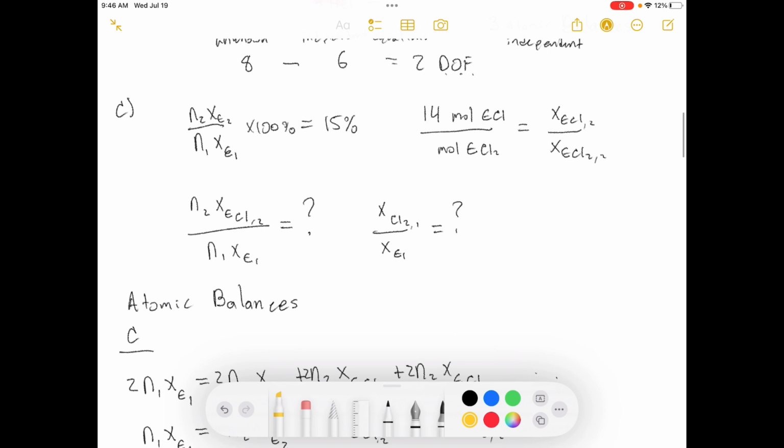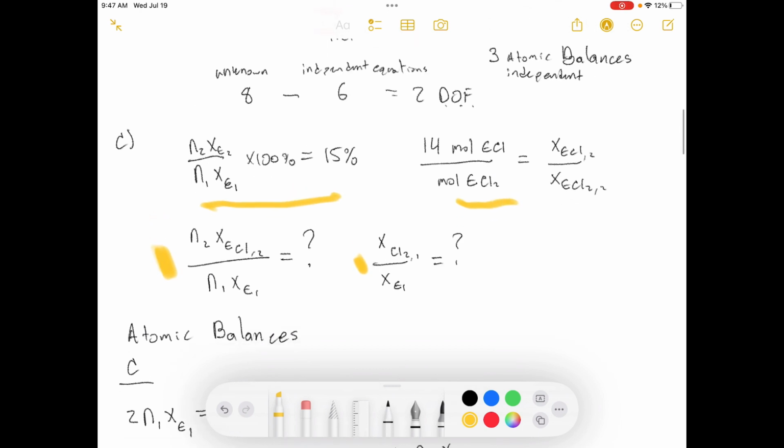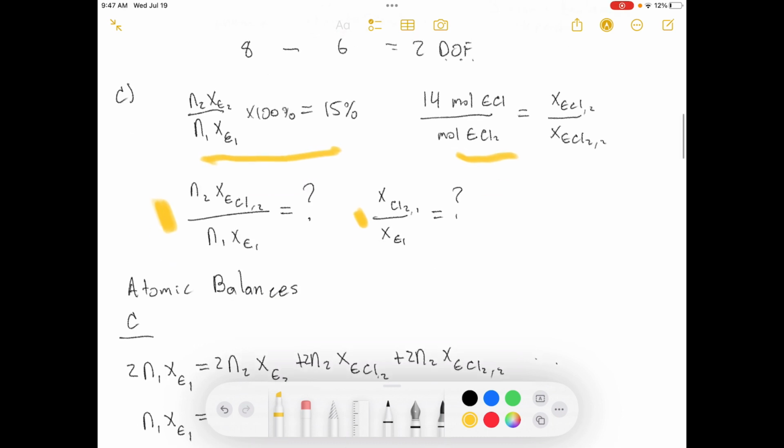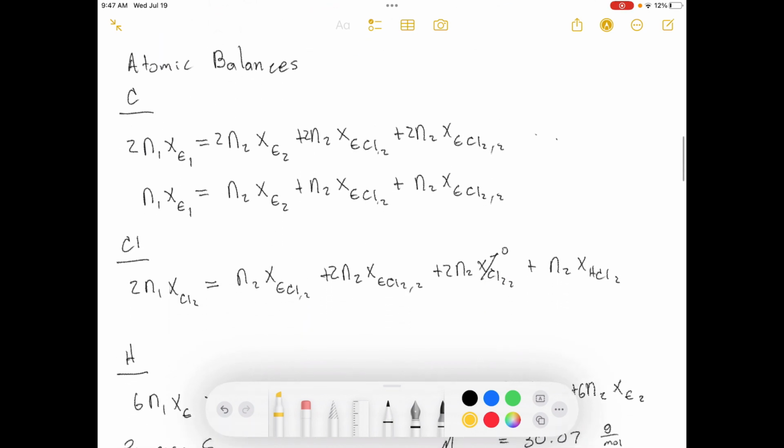Okay, so this is the fractional yield and this is the feed ratio. And then they just gave us 2 more process specifications, right? 2 more process specs. So now we don't have any degrees of freedom anymore. Okay. So let's start off by writing down our atomic balances.